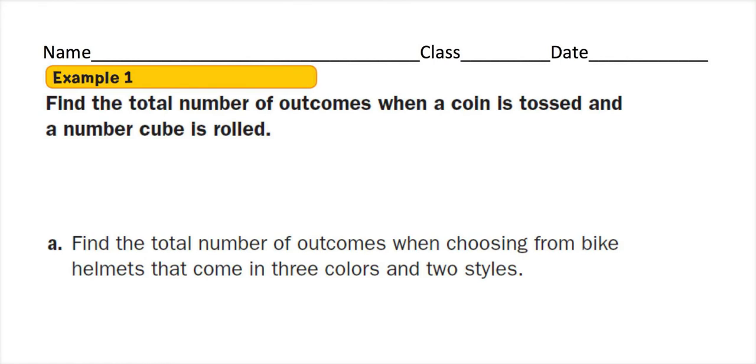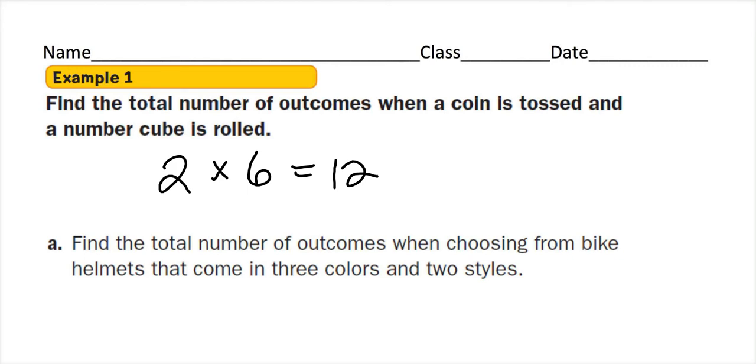Okay, it says find the total number of outcomes when a coin is tossed and a number cube is rolled. Okay, so let's think about this. How many outcomes would there be if I flip a coin? Well, I can either get heads or I can get tails. So that means I would have 2 outcomes. Okay, now we're doing multiple events, so we need to multiply in the middle. And then it says a number cube is rolled. Well, if I roll a number cube, how many numbers are on a cube? There's 6. 1, 2, 3, 4, 5, 6. So we have 2 times 6, which is 12. And that's it.